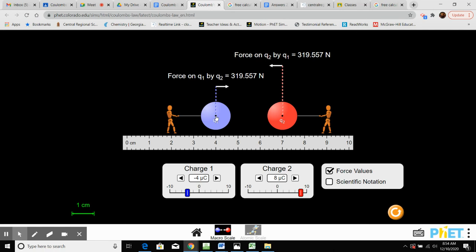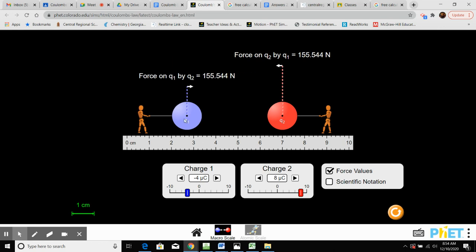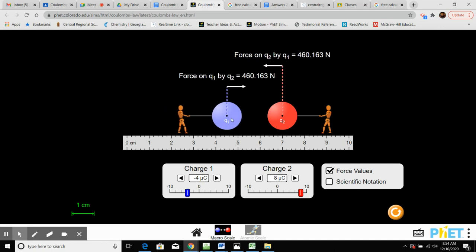what makes a force attractive or repulsive? By experimenting with these things, right? By dragging the charges farther away or closer towards each other, does that change the fact that they are attractive or repulsive?